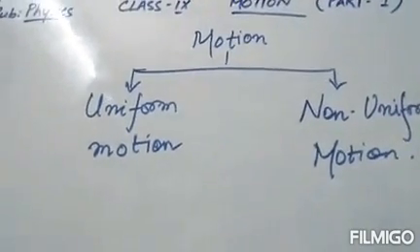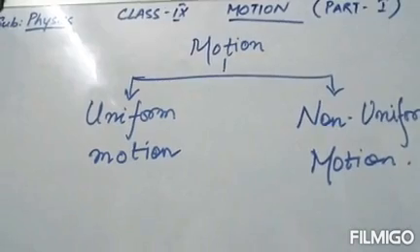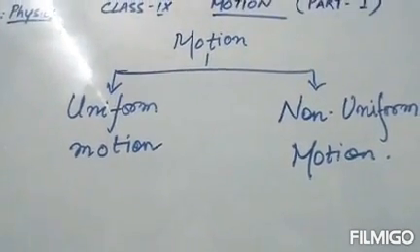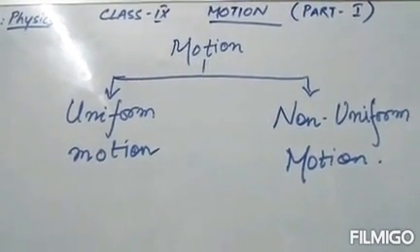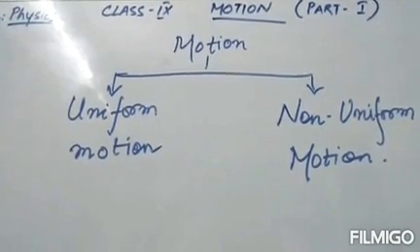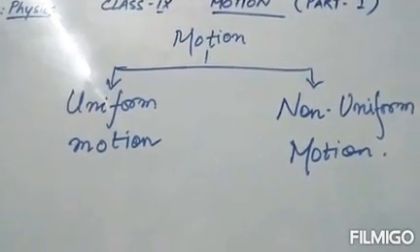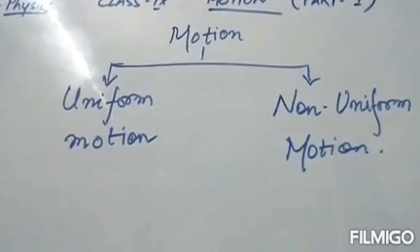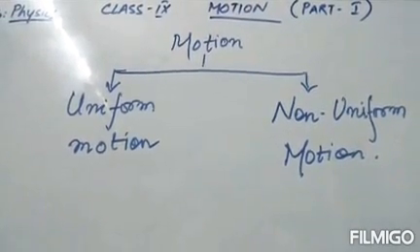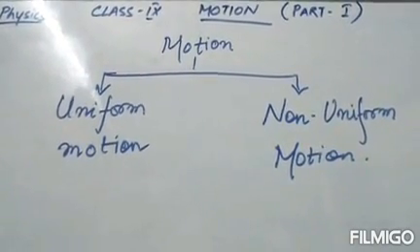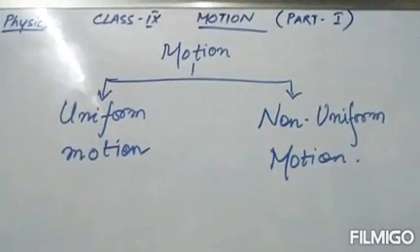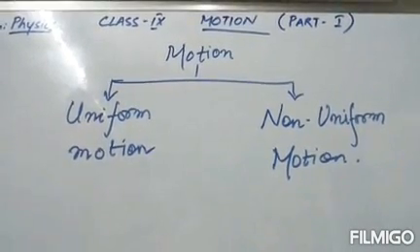For example, suppose you take 15 minutes to come to school, because you will be in a hurry, you will be late to school. While returning you may stand and talk with your friend, and you may decrease your speed, sometimes increase your speed of walking. So that type of motion is known as non-uniform motion. Understood? Okay.